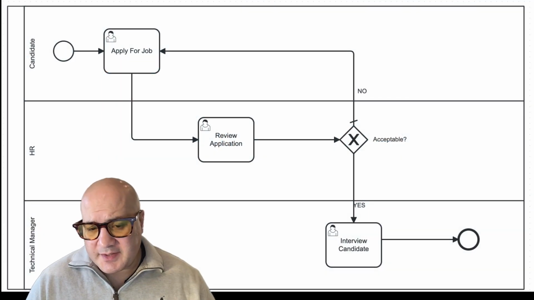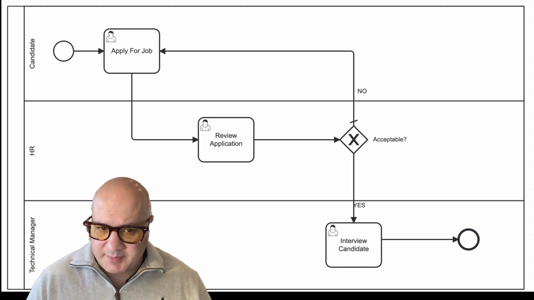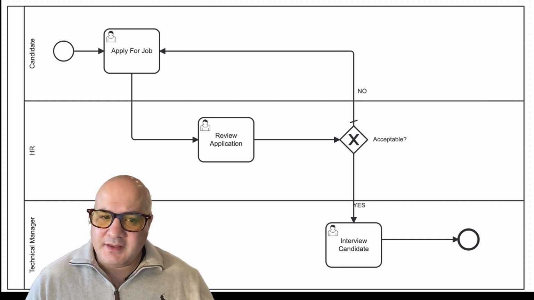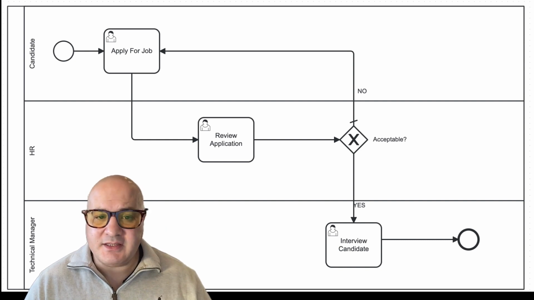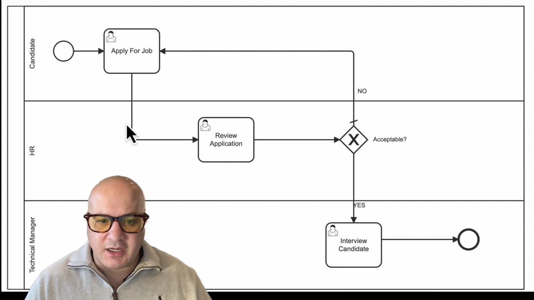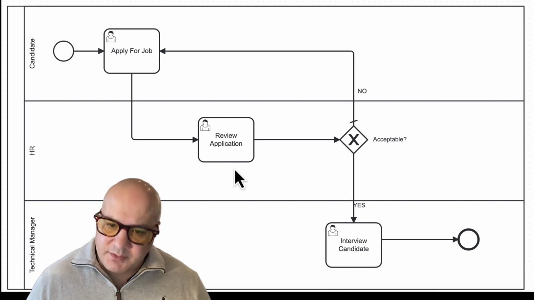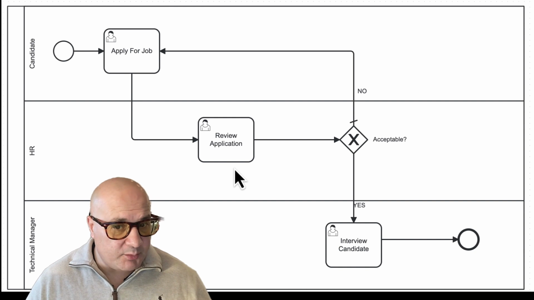So I want to talk about something that's quickly becoming a pet peeve for me. This is a fairly standard process model. We are using swim lanes to indicate who's doing what. We have a candidate who's applying for a job. It goes to HR. HR reviews the application. They decide if it's acceptable or not.